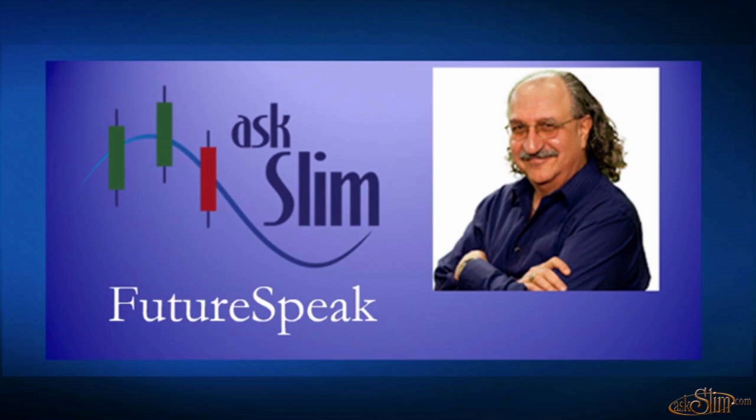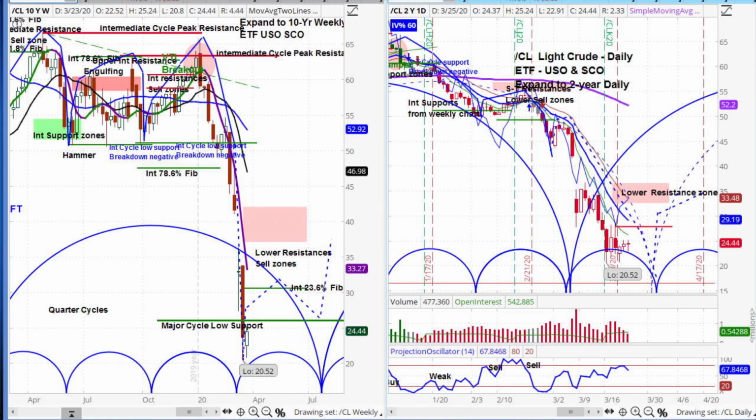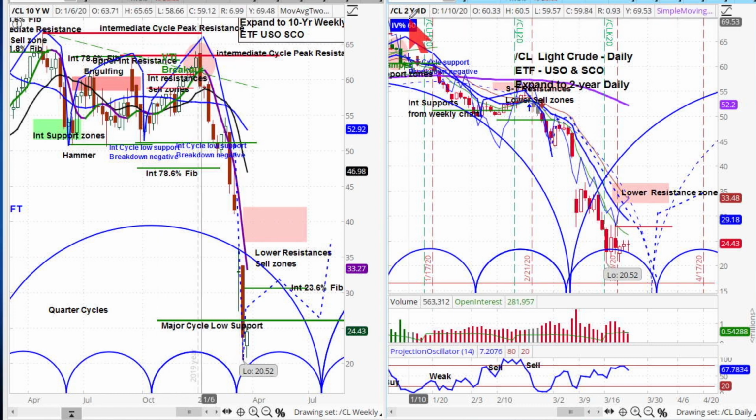So this is FutureSpeak. We're going to start out looking at light crude and take a look at the side-by-side charts as you see them in here. We're looking at a 10-year weekly chart in here, which you see right on this side, and we're looking at a 2-year daily chart right over here, which you see on this side.